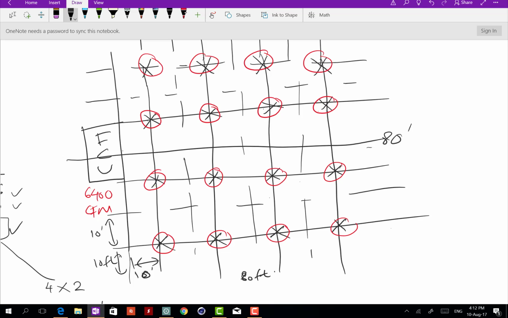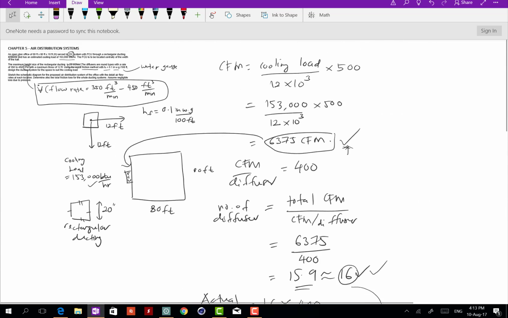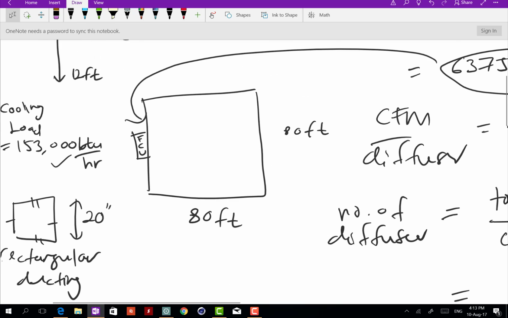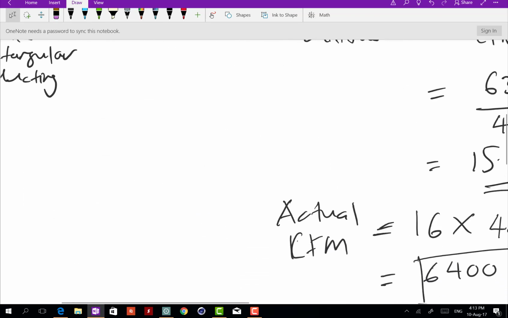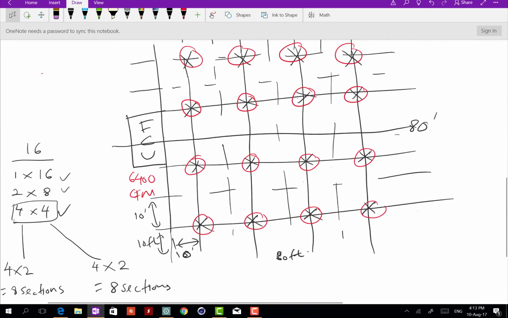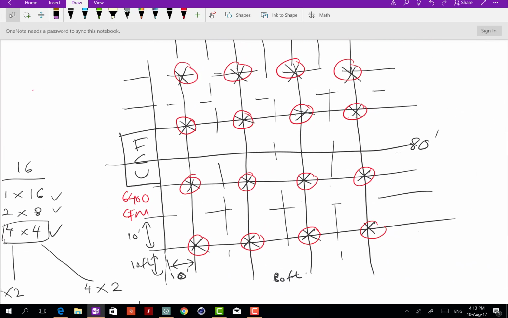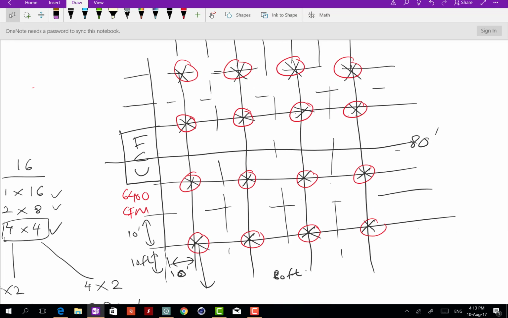So from the question it already mentioned that the throw radius is 12 feet. It means that all of the diffusers can throw only 12 feet. So if our section is higher than 12 feet, that is not enough. In our case, all of the diffusers throw more than the section, so it should be enough, and this design is okay, so no need to modify.